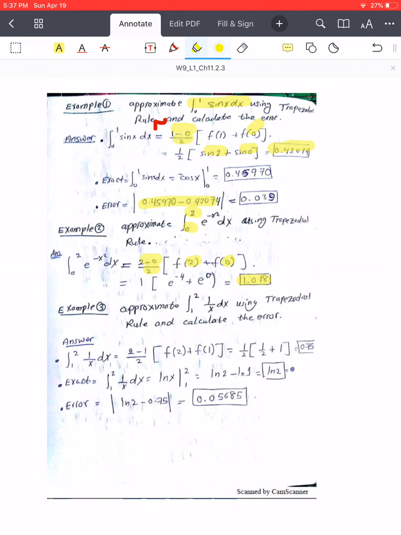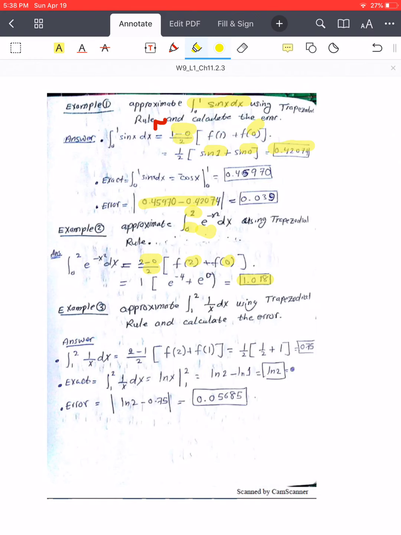Substitute here the approximation. But in this case, we cannot approximate the exact value. Why? Because the integral of e to the minus x squared dx, we don't know how to find it. We don't know the exact value. There is no antiderivative of this function here. So in that case, we have to accept this, but we must estimate the error, as we'll explain later on.